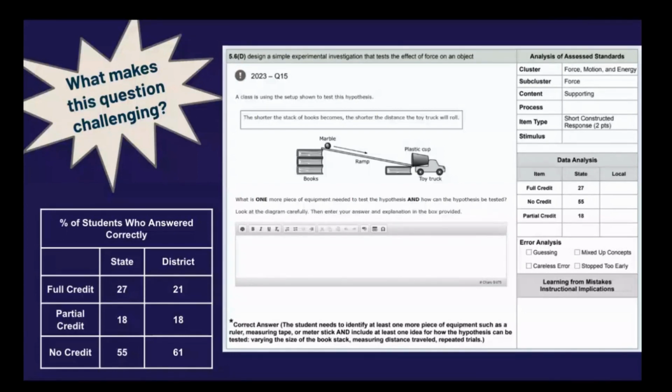If we look at the data, we can see the percent of students who answered correctly for the districts and obtained full credit is 21%. Those that obtained partial credit are 18%, and students who obtained no credit are 61%. In this question, you can see that there is a two-part setup that provides information for students.